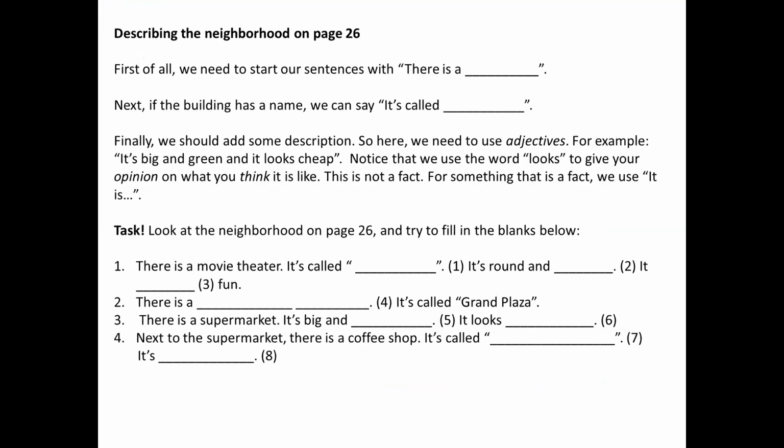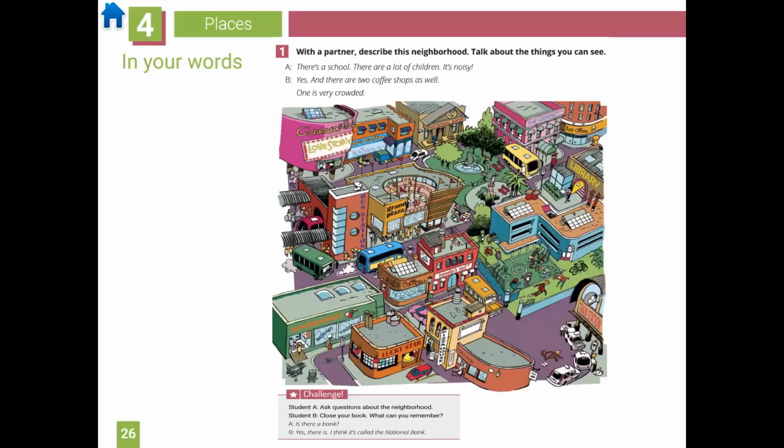Now, we use the word looks to give your opinion on what you think it is like. This is not a fact. For something that is a fact, we can use it is. So going back to our pink building as well, if I say to you, it is pink, well, this is true. It's a fact. If I say to you, it looks fun, then this is an opinion. Okay, so it is and it looks.